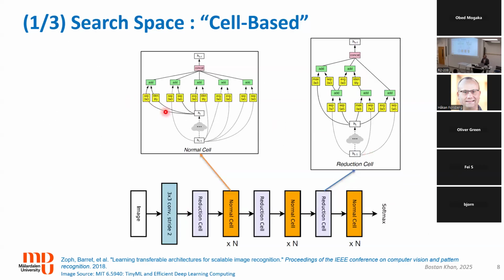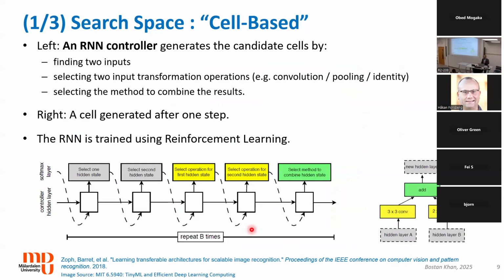This normal cell and reduction cell were found using neural architecture search. They said, okay, we found these two cells, and using these two cells, we formed this neural network, and this is what we propose. So this is a much smarter way, they said. And how do they find that? They use a recurrent neural network. You can also use an LSTM in this case, but they use a normal recurrent neural network to generate the candidate cells. So what they do is that they first find two inputs.